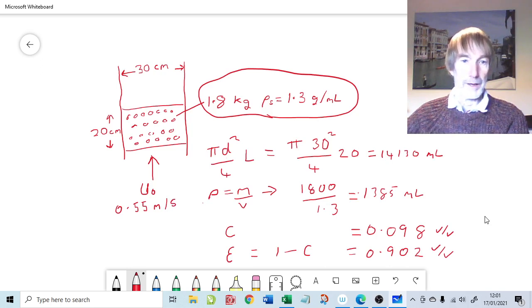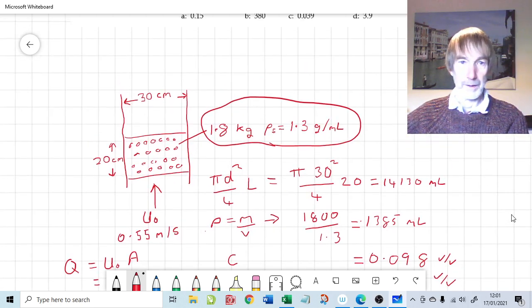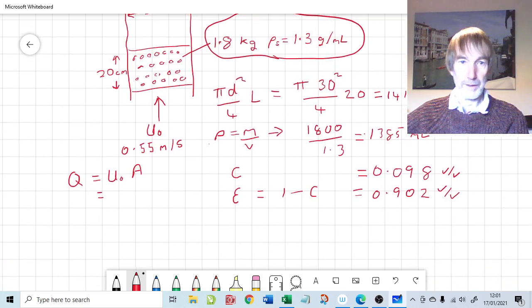Okay, now the final bit we're asked for is the gas flow rate. If we call Q the gas flow rate, then that is equal to the velocity, the superficial velocity, times the cross-sectional area. So that is our last calculation that we need to make. So let's just push that up a little bit.